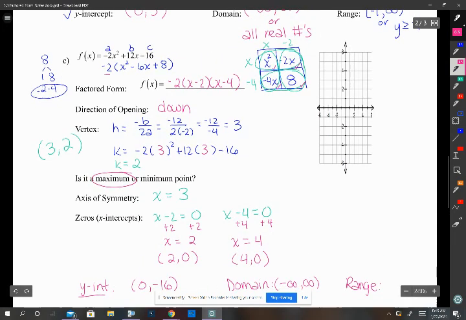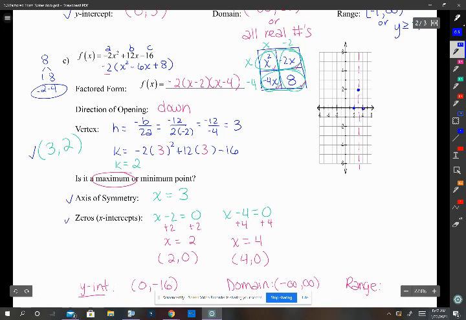So we're going to graph those points. I'm going to graph the axis of symmetry first, which is at 3. All right. So we've got our axis of symmetry at 3. So we graphed that. We're going to graph our vertex at 3, 2, which is here. So we've got that. And then we've got zeros at 2, 0. And we have one at 4, 0.